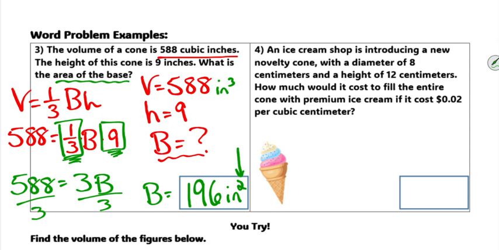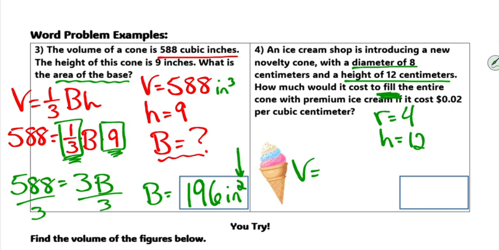Last word problem together. An ice cream shop is introducing a new novelty cone with a diameter of 8 centimeters. So immediately I'm thinking, well, my radius is 4. I can't use diameter there. I need to change that to radius. And a height of 12. How much would it cost to fill the entire cone? Fill the cone says I'm finding volume, with premium ice cream if it costs 2 cents per cubic centimeter.